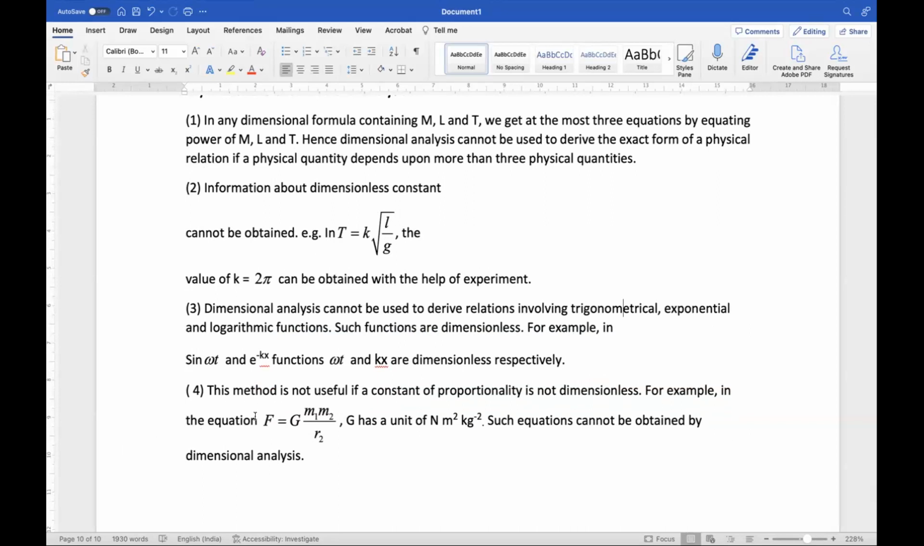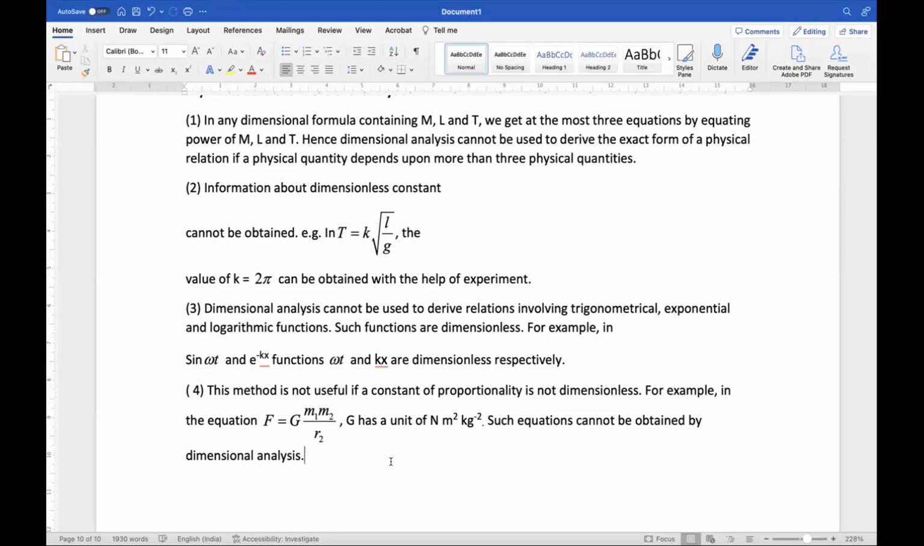And lastly, this method cannot be used for those physical quantities where you have constants which are not dimensionless. For example, if I ask you to derive the equation F is equal to G m1 m2 by r square, unless you know that G is a physical quantity which has dimensions, you will not be able to derive this exact equation. Had you not known that G has a dimensional formula associated with it, you would not have been able to derive it. You will not get the answer as G m1 m2 by r square. Maybe you would have got m1 square m2 square by r. We don't know what you would have got.